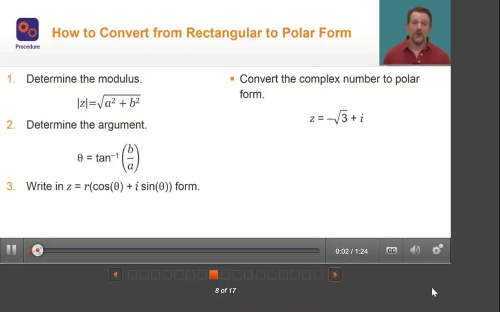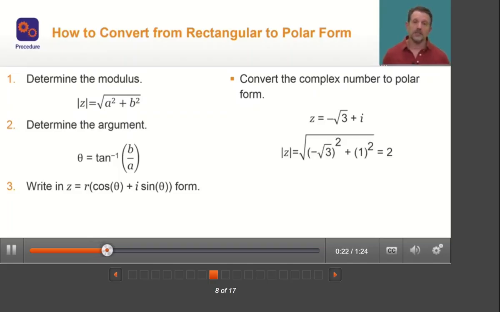We've looked at the polar form of a complex number. Now we'll look at how we can convert the rectangular form of a complex number to polar form. We'll find the modulus, which is our value of r. We'll find the argument, which is our value of theta. Then we'll use those values to write the polar form. Let's work through this example.